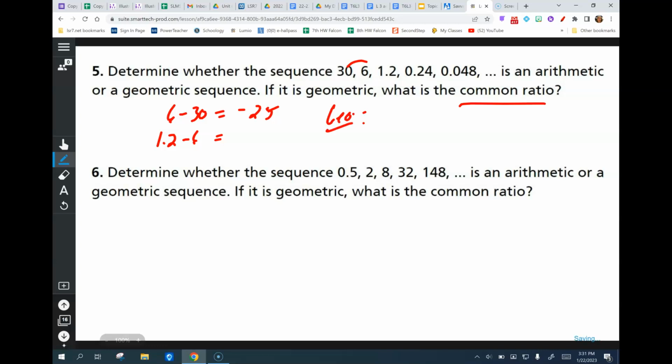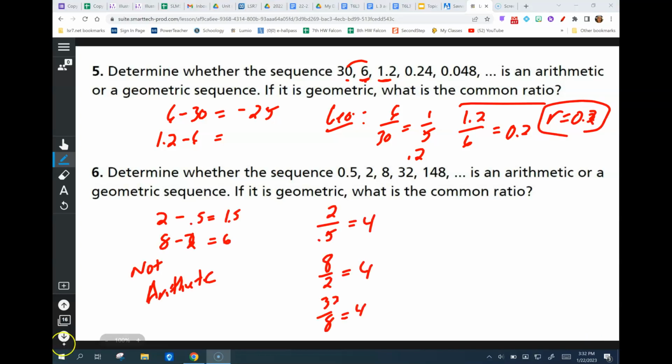Let's see if it's geometric. So we're going to take 6 divided by 30. That gives me 1/5. If I take 1.2 divided by 6, because remember, you always take second divided by first, second divided by previous, 1.2 divided by 6 gives me 0.2. Oh, hey, let's write this as a decimal. 1 divided by 5, I wrote it as a fraction, silly me, is 0.2. So what's my common ratio? My ratio is 0.2.